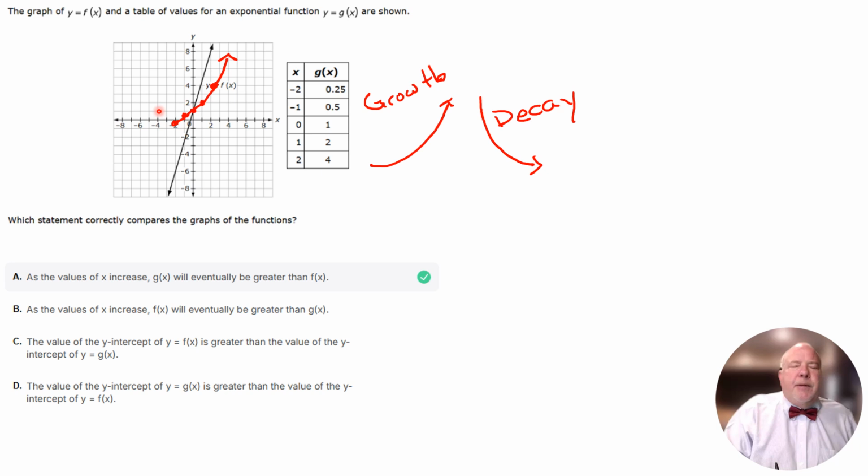So exponential growth is going to grow faster than linear growth. So again, this is a linear increasing function. It's going up, but it's not going to go up as steeply as this is going to go up. So this is going to go up at a much steeper pace because it's exponential growth.